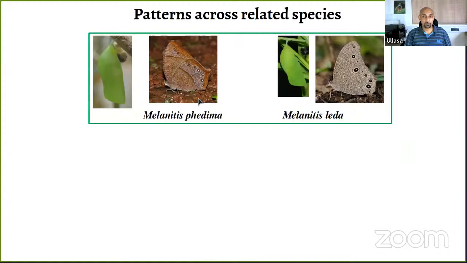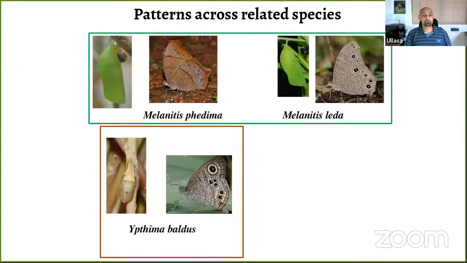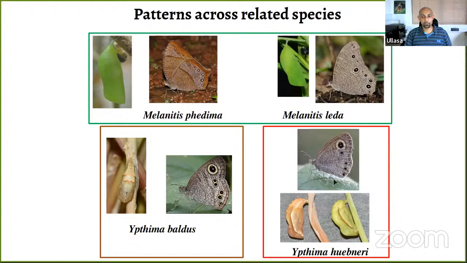So you have two species which have only green pupae. You have one species which feeds on grasses and has only brown pupae. And of course, you have Michaelis minias and this other species which have both green and brown pupae.